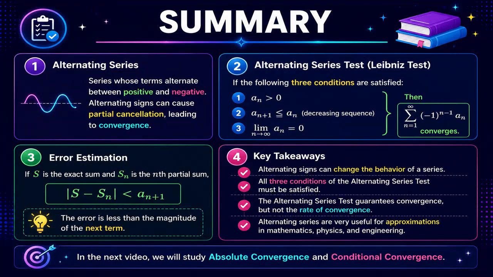To wrap up today's lesson, we learned what alternating series are, how to rigorously test their convergence using the Leibniz test, and how to effortlessly calculate their approximation errors. In our next video, we will build directly on this by studying absolute convergence and conditional convergence, topics that introduce some of the most surprising and important ideas in the entire study of infinite series.